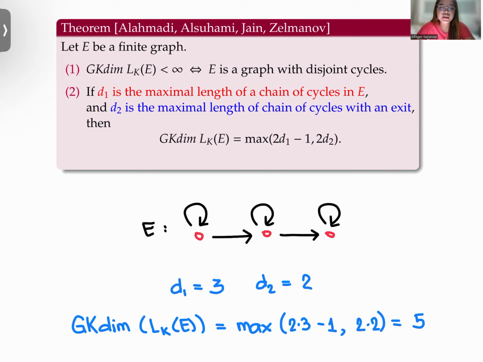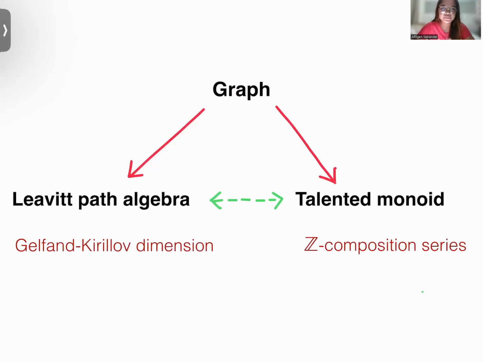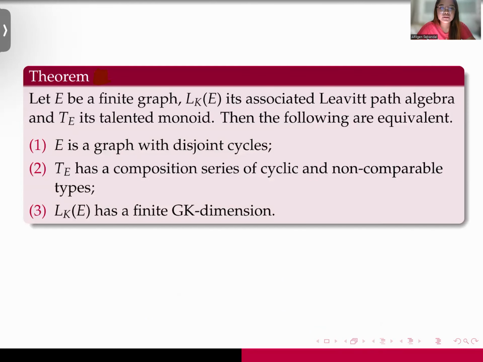Now, since we are trying to connect the talented monoid and the Gelfand-Kirillov dimension, we must see this Gelfand-Kirillov dimension in the sense of the talented monoid, of course. All right. So one of the main results that we have is that you can characterize the geometry of the graph, the monoid structure of the talented monoid, and the algebraic structure of the Leavitt path algebra in terms of the concepts that we have seen so far. First, the graph has disjoint cycles. It means that every two cycles do not share the same vertex. Second, the talented monoid has a composition series of cyclic and incomparable types. And lastly, the Leavitt path algebra has a finite Gelfand-Kirillov dimension.